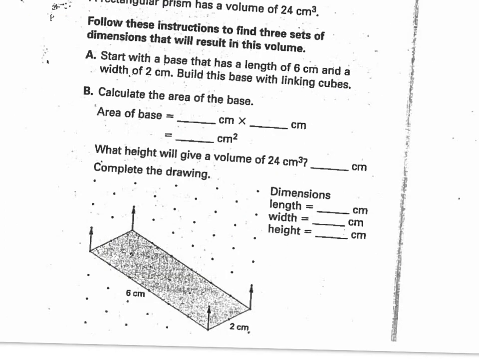Sometimes you will be given a volume and you need to calculate the dimensions of the cube or the rectangular prism. They've started you out by giving you a base of 6 centimeters long, 2 centimeters wide. Your area is 6 multiplied by 2, which is 12 centimeters squared. What height is needed if we have a volume of 24 centimeters cubed? Complete the drawing and determine the height.